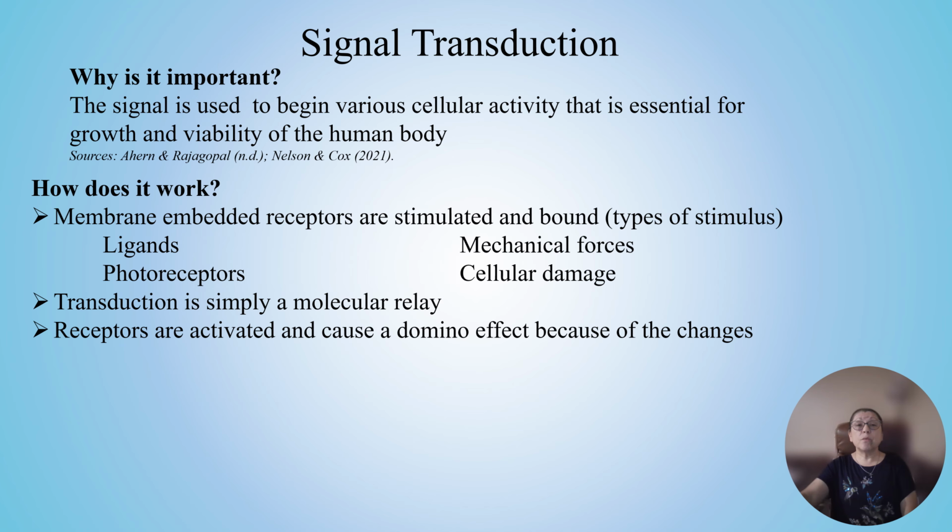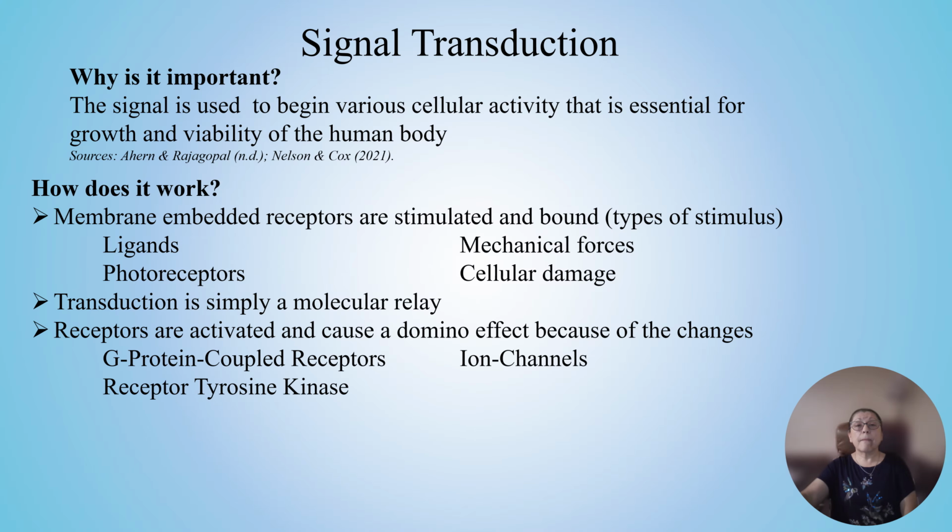Transduction refers to the relay of molecular signals from one part of the cell to another. This process is similar to a relay race, where one runner passes a baton to the next until the signal reaches its final destination. When receptors are activated, they create a domino effect inside the cell. For example, GPCR activation causes a conformational change that allows the signal to continue into the cell.